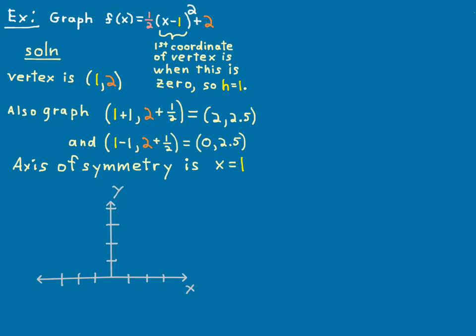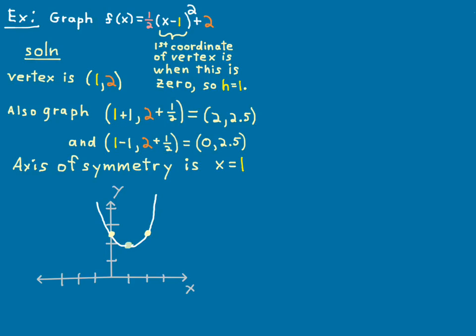Okay, I'm going to graph it. So I'm going to graph the vertex first. That's (1, 2). And then from there, I'm going to go to the right 1 and up 1/2, and then to the left 1 and up 1/2. And that'll give me 2 more points on the parabola. It's very simple. Okay? And then you just draw your parabola in there.